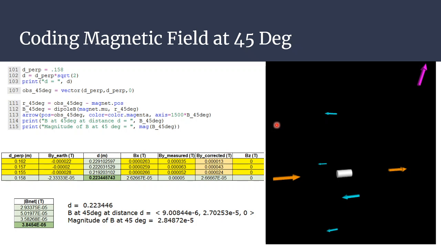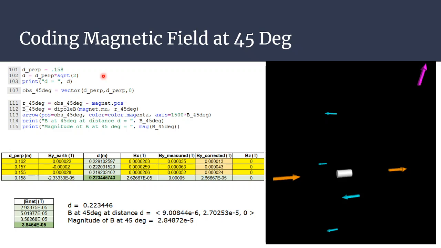We also wanted to find the magnetic field off axis, so we put in our d perps here and then found the distance away from the magnet that we needed to be and found the measured magnetic field components doing that. And we found By corrected because we had to take into account Earth's magnetic field. So we did that by adding By measured to By Earth because By Earth was negative to get our corrected value. And we were able to find that B net would be 3.85 times 10 to the negative fifth, which we then compared to the value we got while coding.